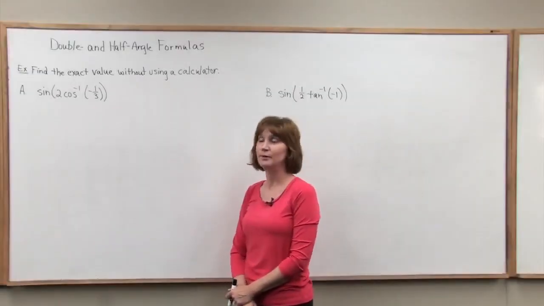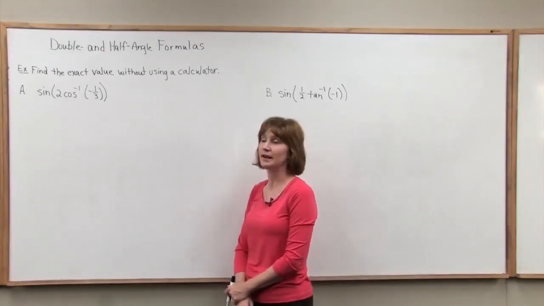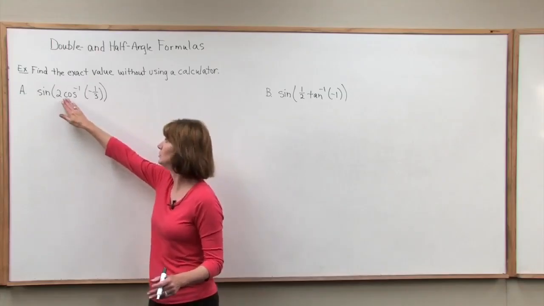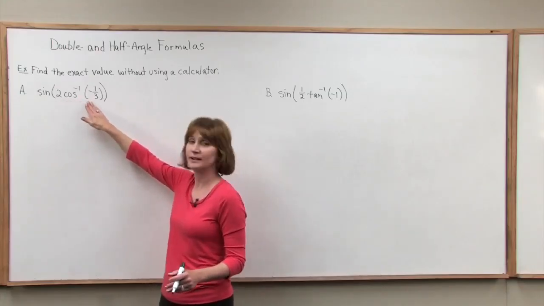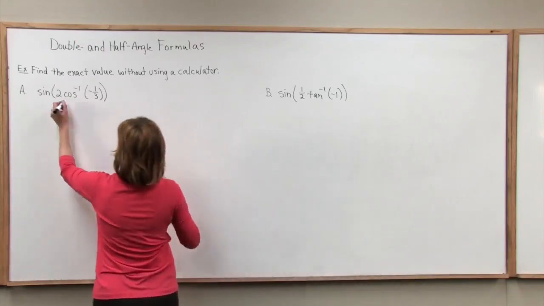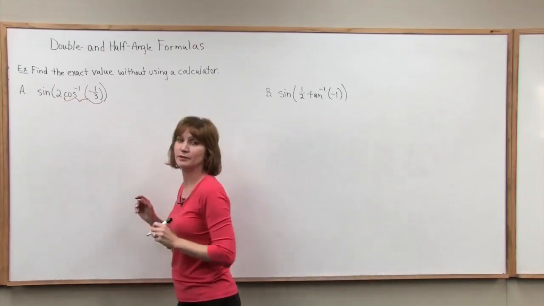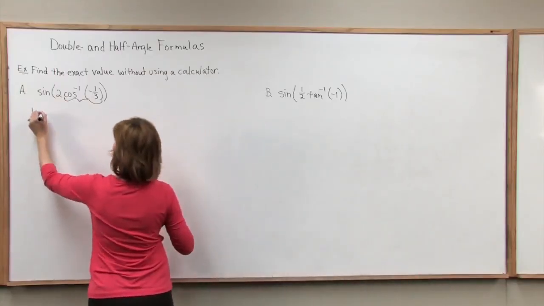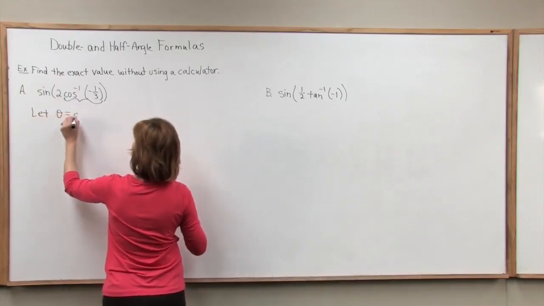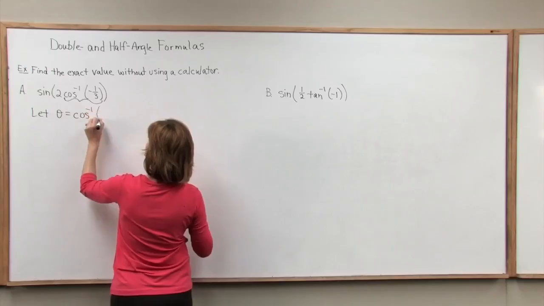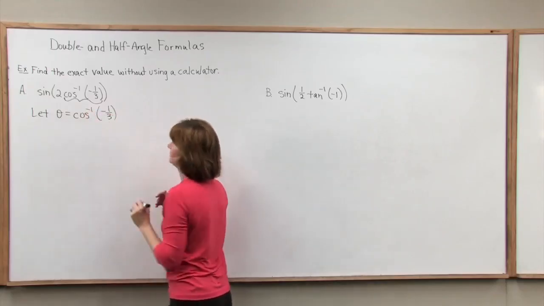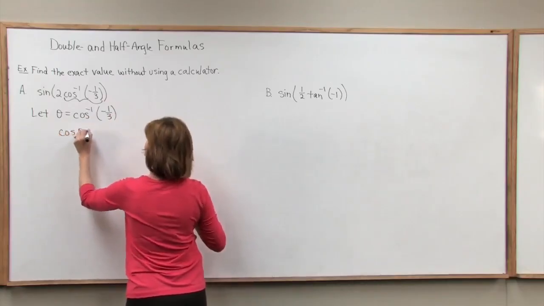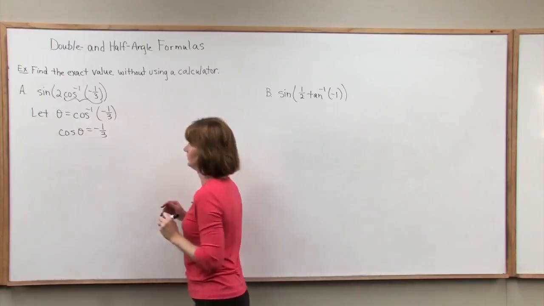In this example, we want to find the exact value without using a calculator. So look at this first example. We have the sine of 2 inverse cosine of negative 1/3. First, we want to look at the inverse cosine of negative 1/3, and we're going to think of that as an angle. We're going to call it theta. So we're going to let theta be the inverse cosine of negative 1/3. Which means, if you rewrite that, the cosine of theta is negative 1/3.